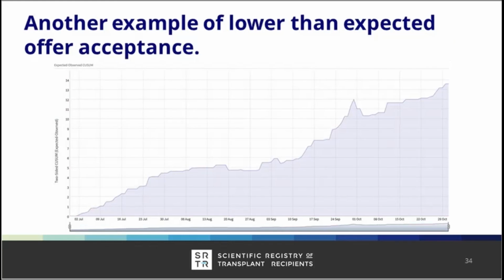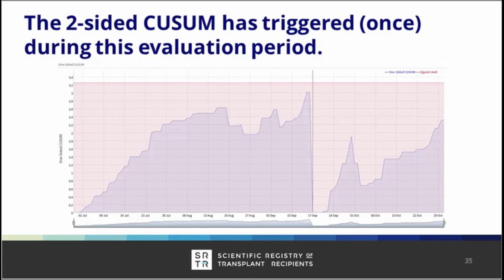Here's another example, again, lower than expected offer acceptance. The line is trending pretty steadily upward from the left end of the chart to the right end. When you look at the one-sided CUSUM that has the statistical test associated with it, this one did hit the line, and that's indicated by the vertical dashed line that gives you the date. The date is somewhat irrelevant because it's just when we accumulated enough evidence to suggest that this looks like a real trend of lower than expected acceptance. There's nothing magical about that date. That's just when we accumulated enough evidence within this particular chart to make that conclusion.